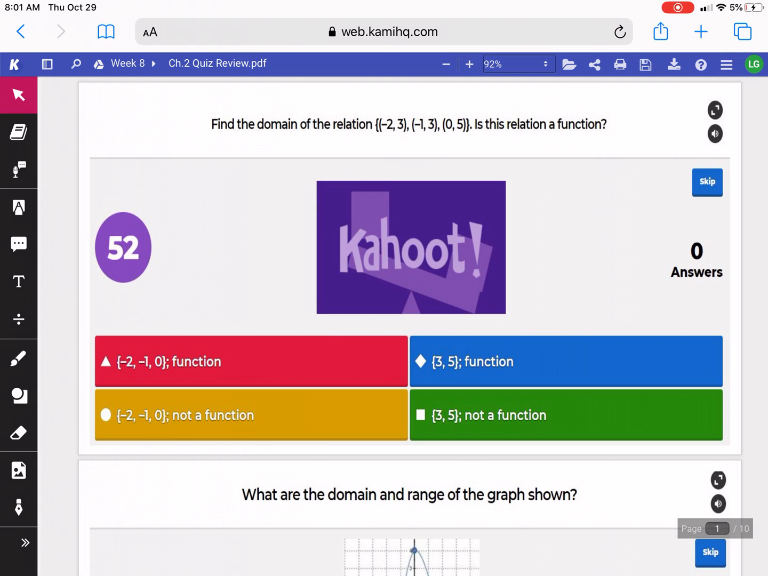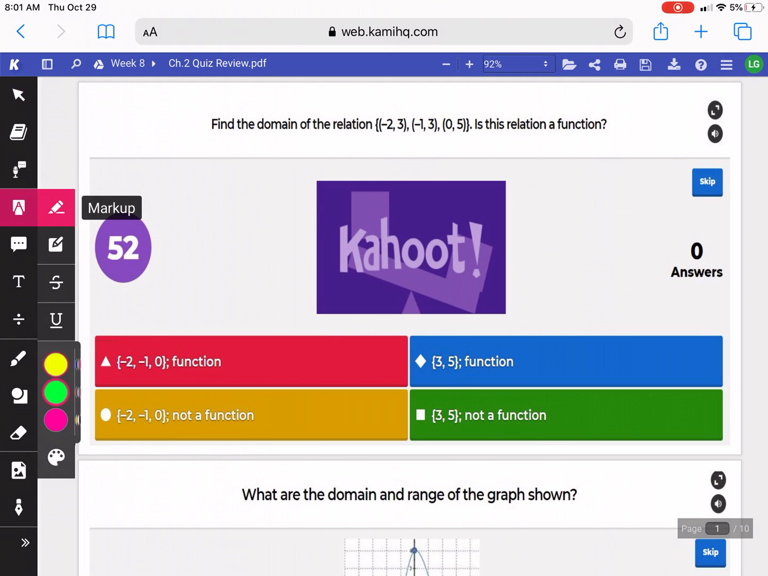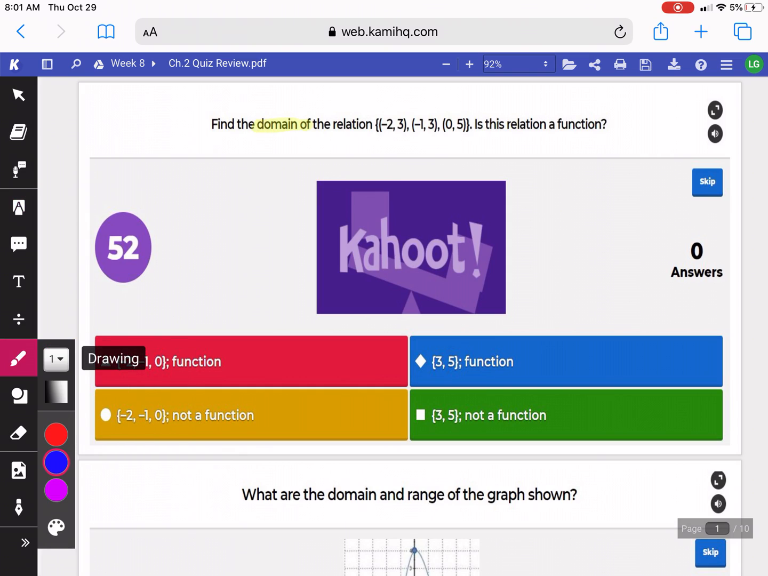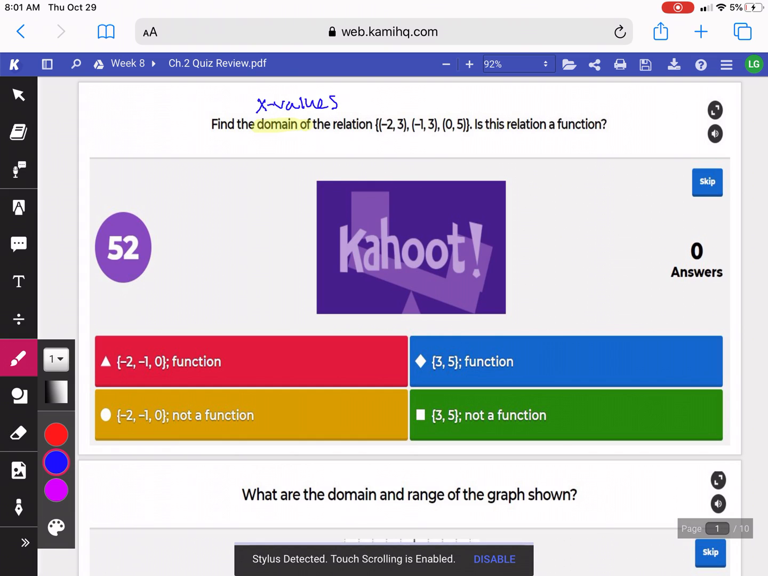So the first question here is reviewing domain and range. Here the key word is domain. You remember your domain means your set of x values. So we're going to look at the x coordinates. Remember, every coordinate has an x and a y. So here our x's would be -2, -1, and 0.